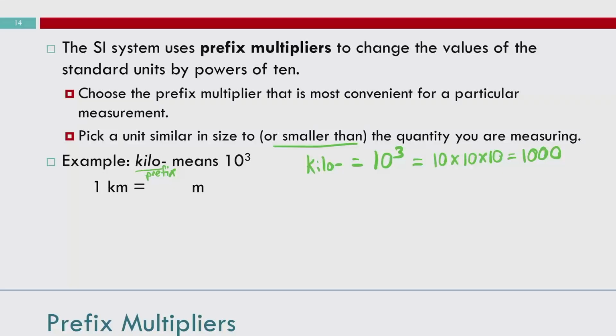So kilo, if we cut out the middleman, kilo equals 1,000. So anywhere that we see kilo, we can plug in 1,000 instead. So 1 kilometer equals, get rid of the K, turn it into 1,000. 1 kilometer equals 1,000 meters. It's one of the ways that we can do stuff with prefix multipliers. Questions?